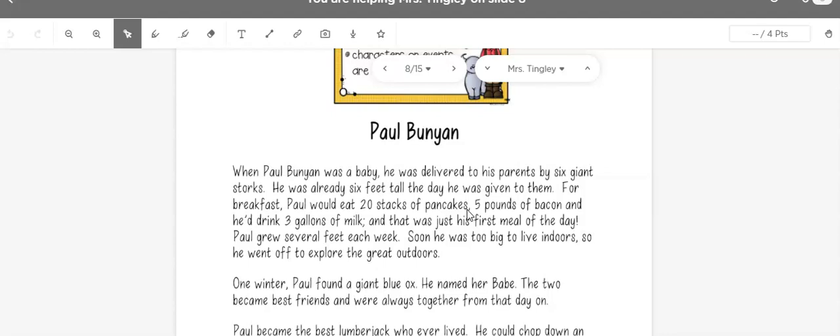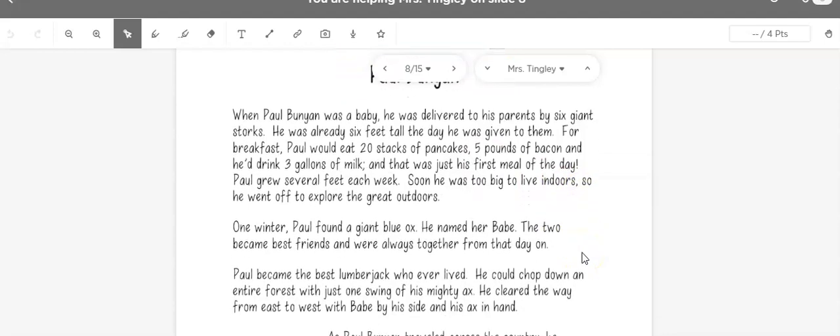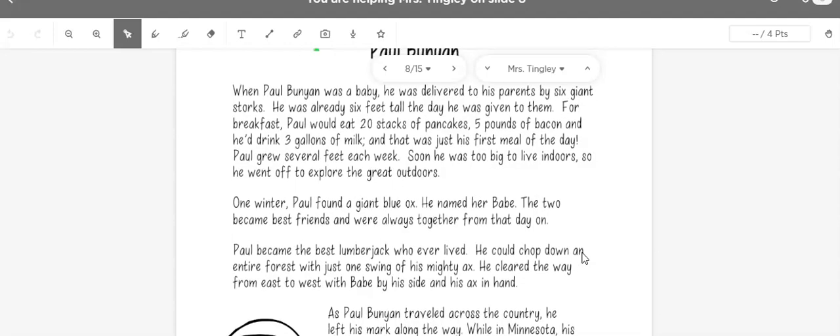When Paul was a baby, he was delivered to his parents by 6 giant storks. Well, I already know that this is a fictional story. It is exaggerated. And think about 6. He's probably really heavy. He was already 6 feet tall the day he was given to them. For breakfast, Paul would eat 20 stacks of pancakes, 5 pounds of bacon, and he'd drink 3 gallons of milk. And that was just his first meal of the day. Paul grew several feet each week. Soon he was too big to live indoors, so he went off to explore the great outdoors.